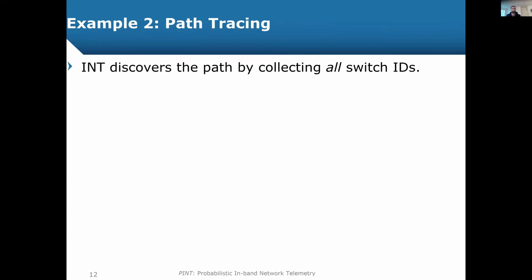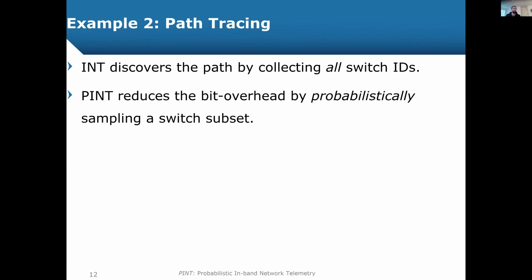Okay, let me give you another example. This is for path tracing. So we want to collect the switch IDs, right? So INT does that by collecting switch IDs on all hops. But PINT can actually reduce the bit overhead by sampling, right? So you can think of it as maybe I'm sampling one switch ID for each packet, but we can actually do better than that.